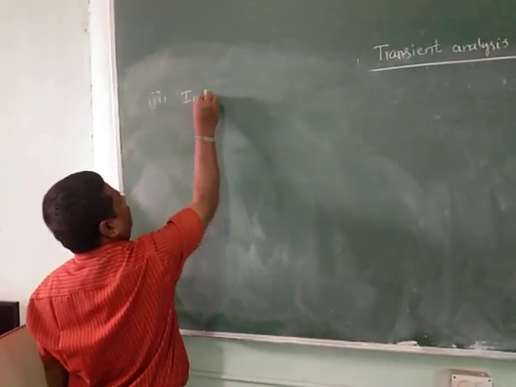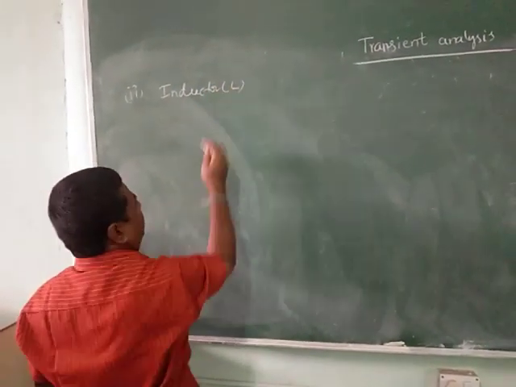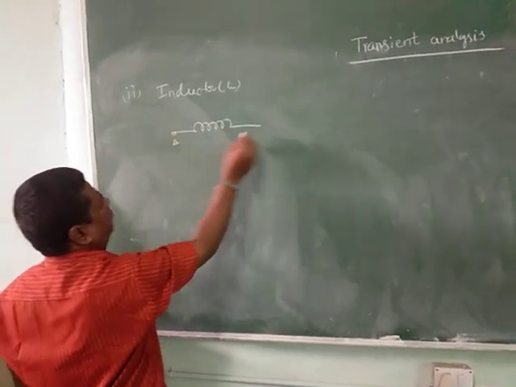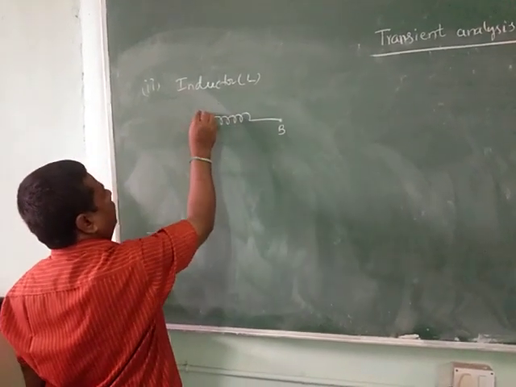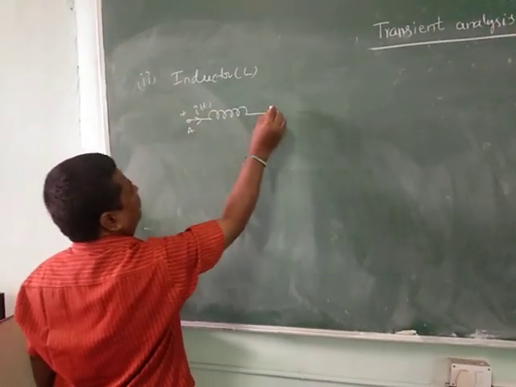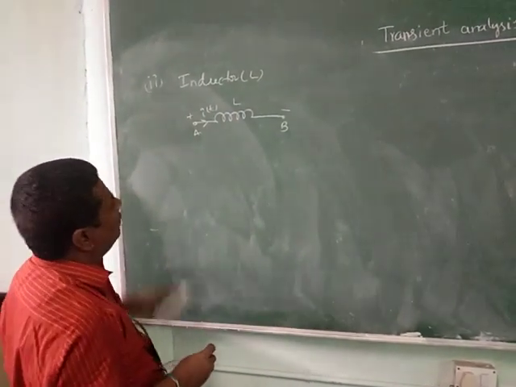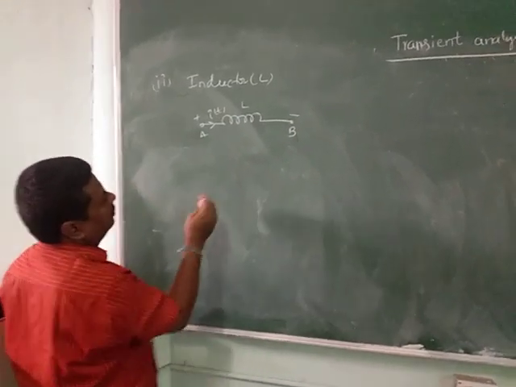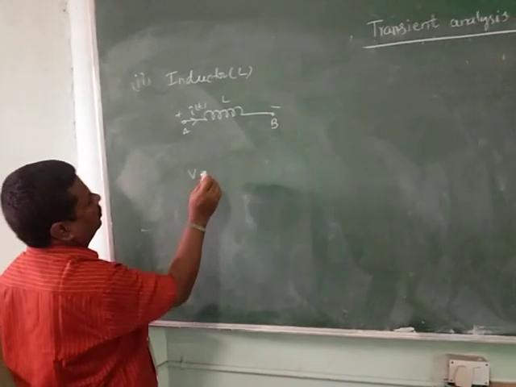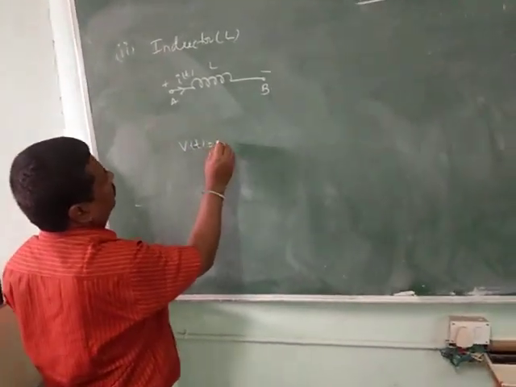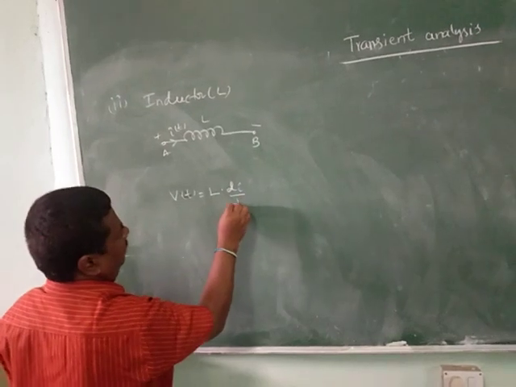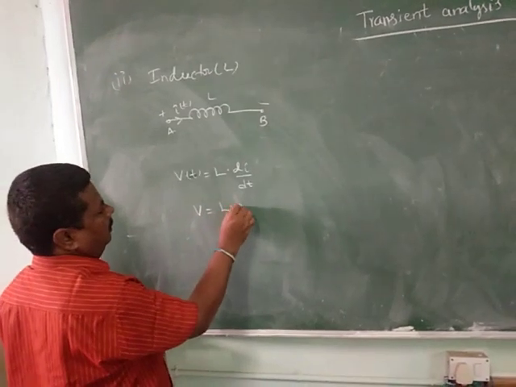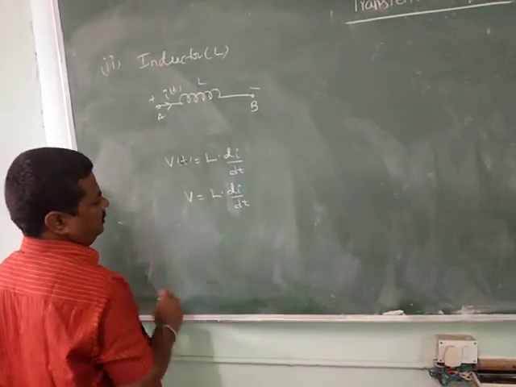Now the second element, inductor. Now the terminal voltage relationship in an inductor. Already we know that V of t is equal to L into di by dt, or V is equal to L di by dt.